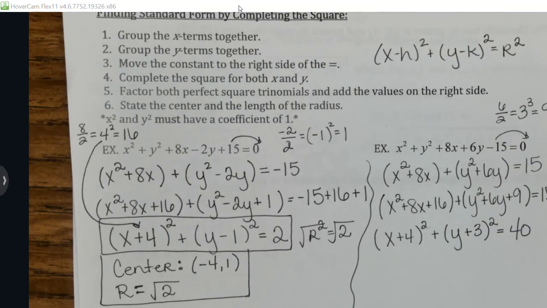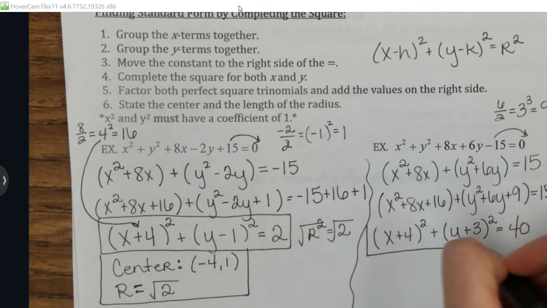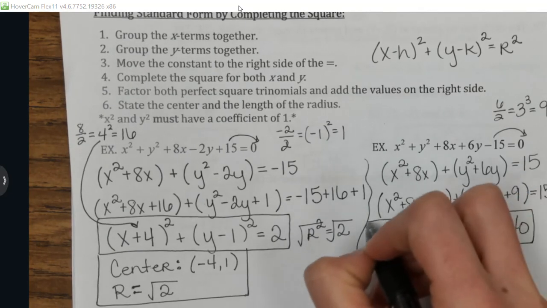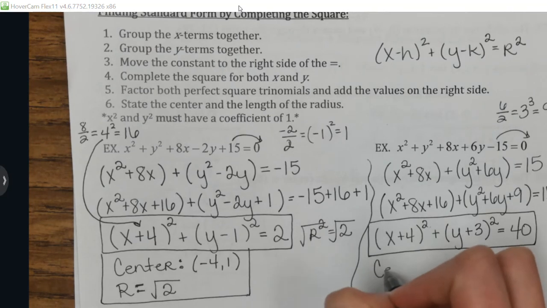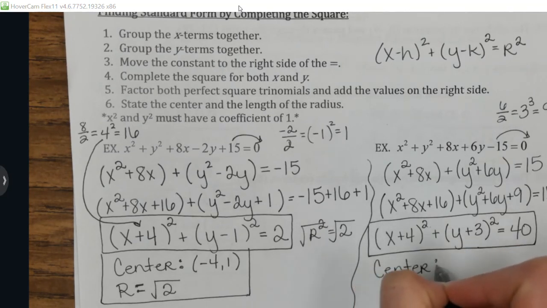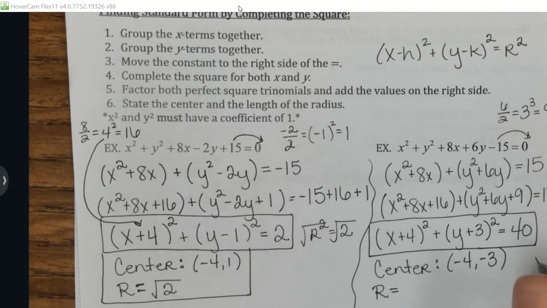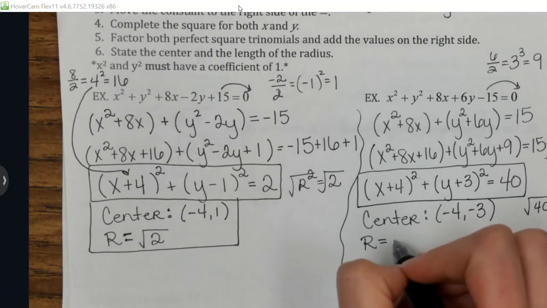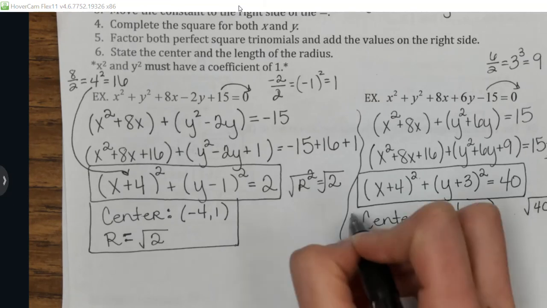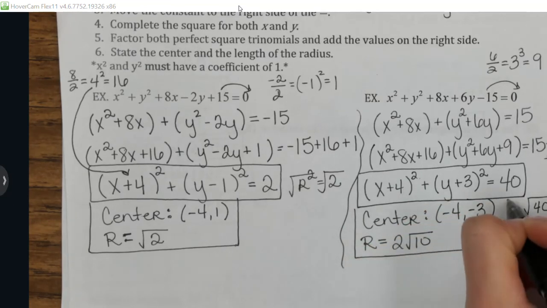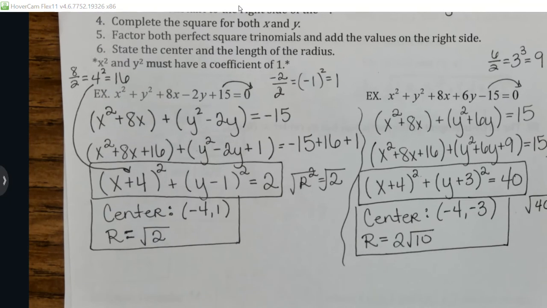Okay, you're right, that's fine. What's my center? Okay, my radius, I take the square root of 40. It's going to be 2 square root of 10. Are you good with that? Okay.